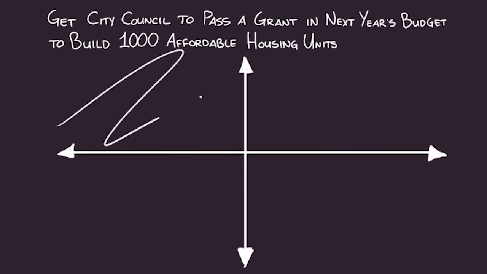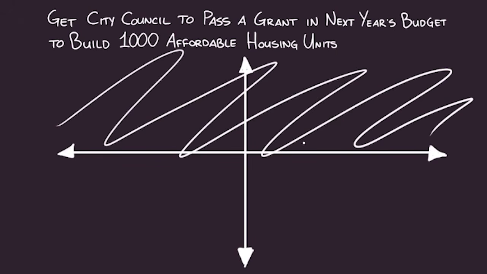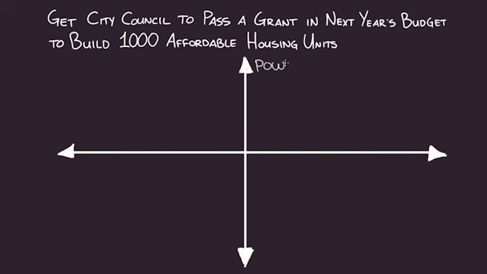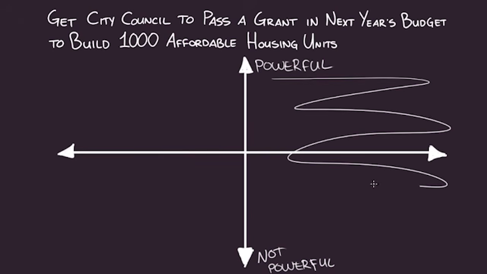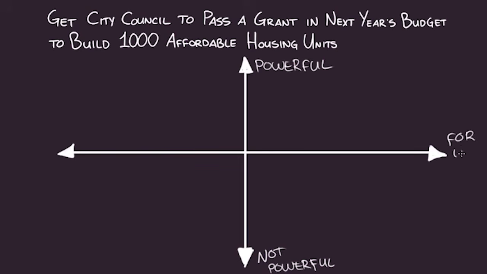Now, first things first, we're going to need to label some of these axes. Everything that's above the horizontal line means powerful, and therefore, below the line means not powerful. But don't think of this just in terms of a dichotomy. Dichotomy is just a $10 word that means black and white, binary, 1 and 0. The higher up, the more powerful. The lower, the less powerful. And now everything on this side represents for us, and over here, against us.